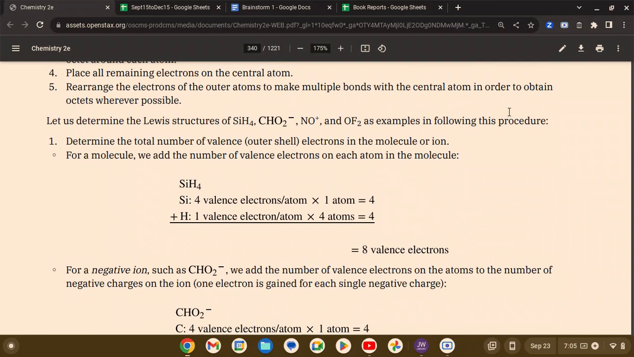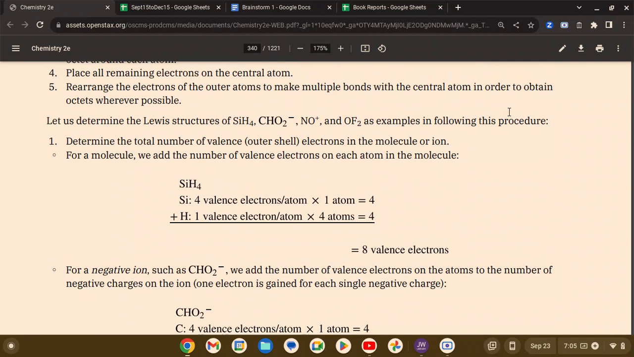That is the formate ion. NO plus would be what, like nitroxonium? I don't know. And OF2. Oh, sorry. Nope. NO plus would be like nitrogen monoxide ion. And OF2 would be oxygen difluoride.